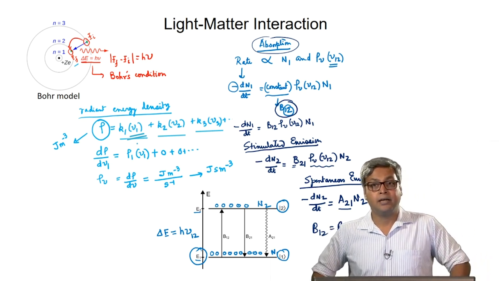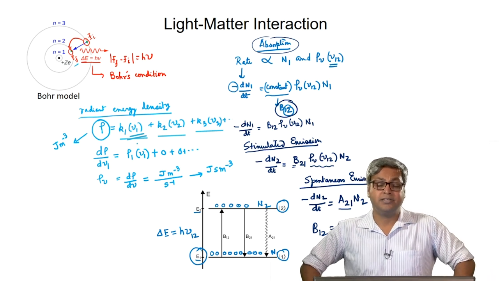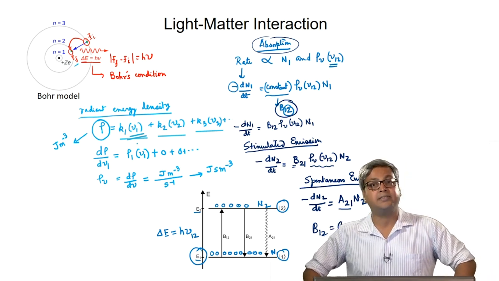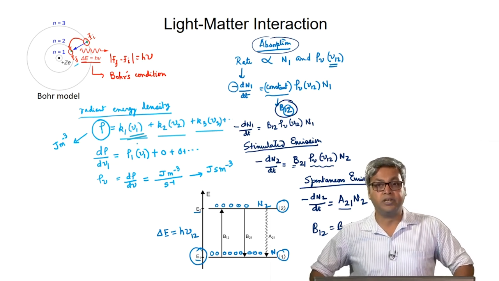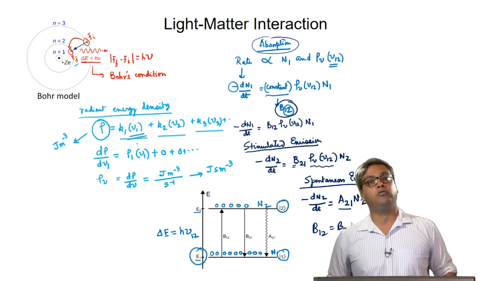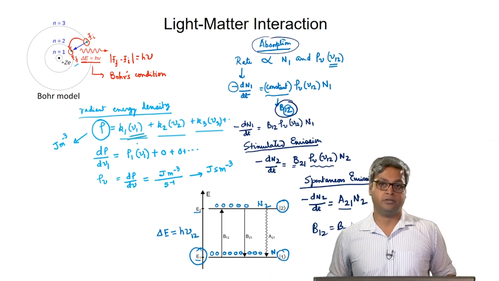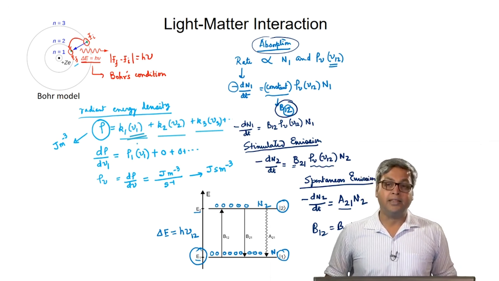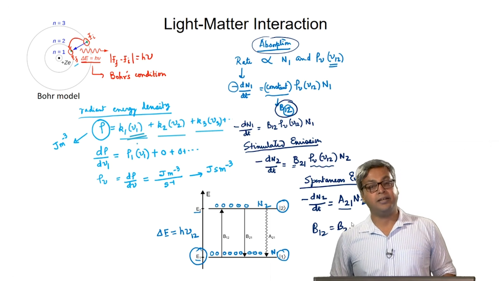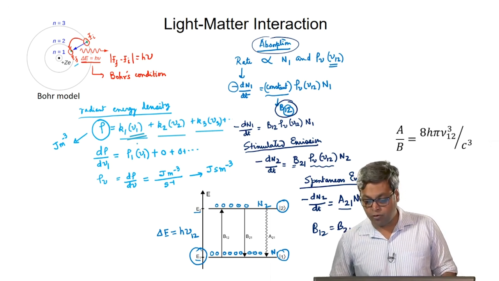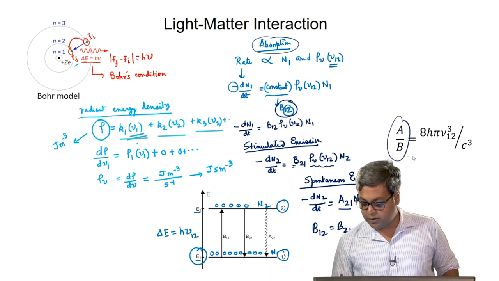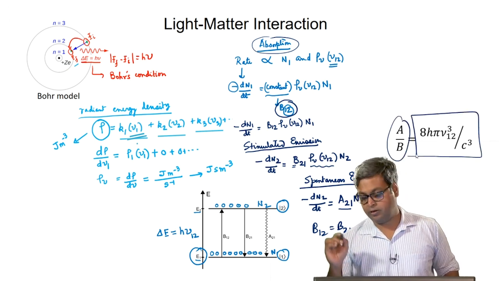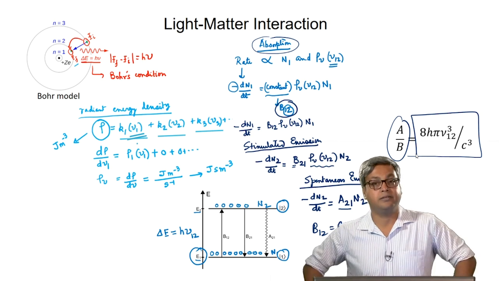And thus, this constant is generally known as Einstein's B coefficient. The other constant in the case of spontaneous emission is commonly known as Einstein's A coefficient. The A and the B coefficients are related, and it can be shown that A by B is given by this expression, which we will come back to later.